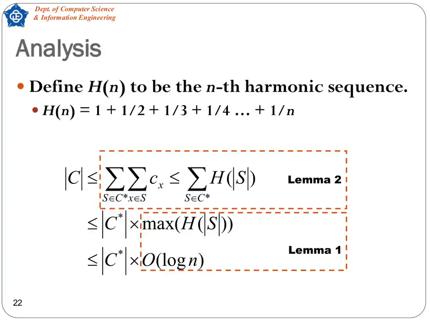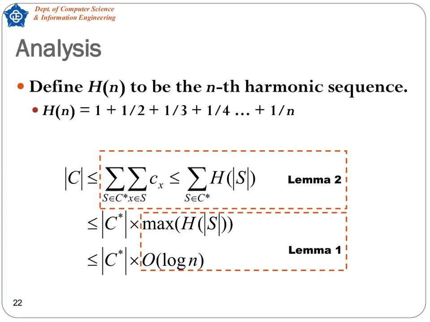Building on that logarithmic bound, let's define H(n), the nth harmonic number, as 1 plus 1/2 plus 1/3 plus up to 1/n. Using lemma 2, we bound the size of our computed cover C by the sum of H(|S|) over all sets S in the optimal cover C*.